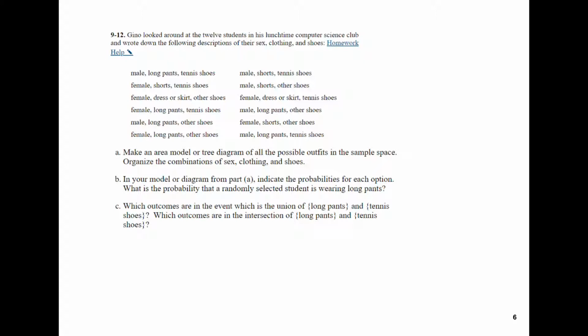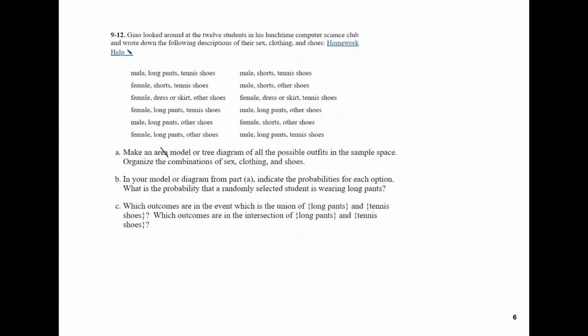9-12 says Gino looked around at the 12 students in his lunchtime computer science club and wrote down the following descriptions of their sex, clothing, and shoes. Letter A says make an area model or a tree diagram of all the possible outfits in the sample space. Organize the combinations of sex, clothing, and shoes.